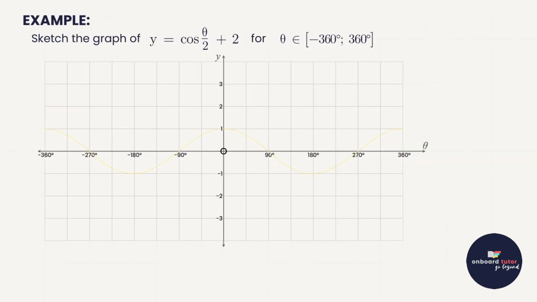Sketch the graph of y equals cos theta over 2 plus 2. Okay, so what's happening here is this is supposed to be a horizontal stretch or squash, but because this is 1 over 2, that means it's a half. So I need to actually multiply every x value by 2, or every theta value, because theta is the unknown here. Okay, if we check the domain, we need to draw for the full minus 360 to 360.